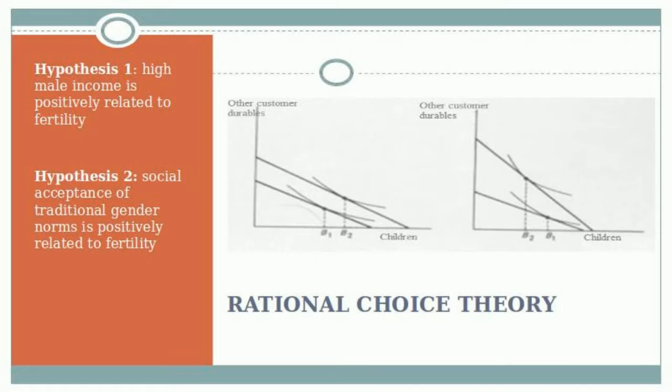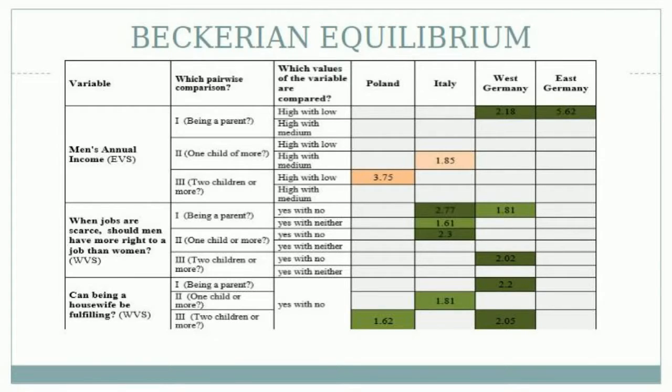I put forward two hypotheses: one financial and one dealing with social norms. The first hypothesis is that the higher the male income, the higher the fertility, because in the Beckerian model it's the male income that counts. And the second is that social acceptance of traditional gender norms is positively related to fertility. This is a logistic regression, a generalized linear model, done in Stata.